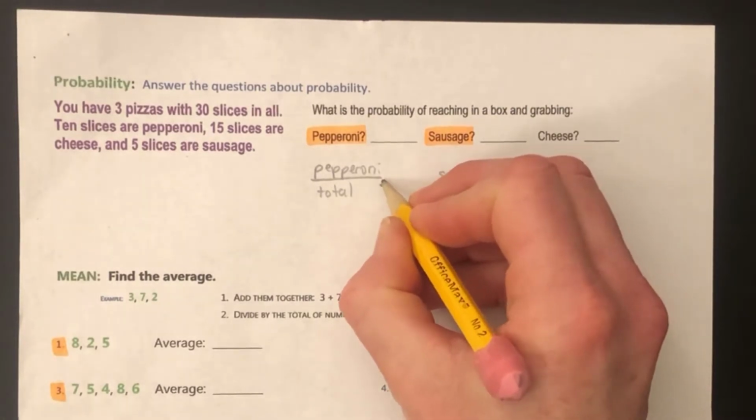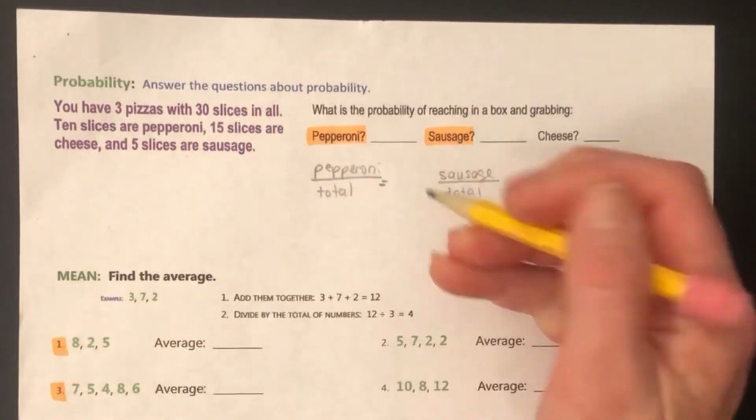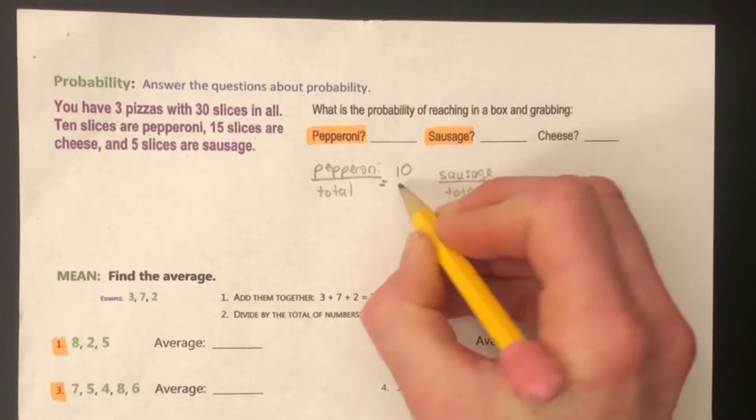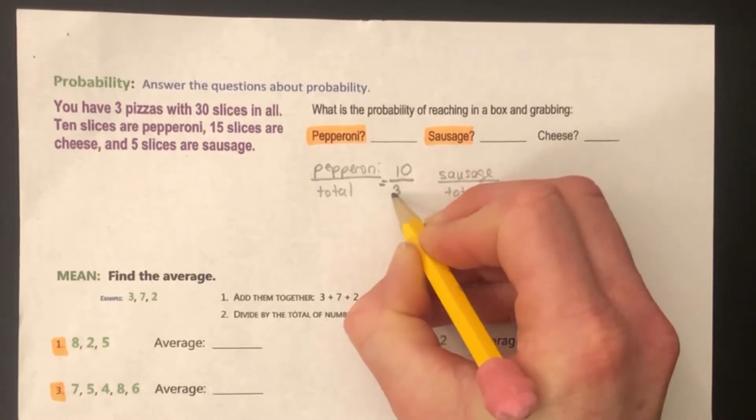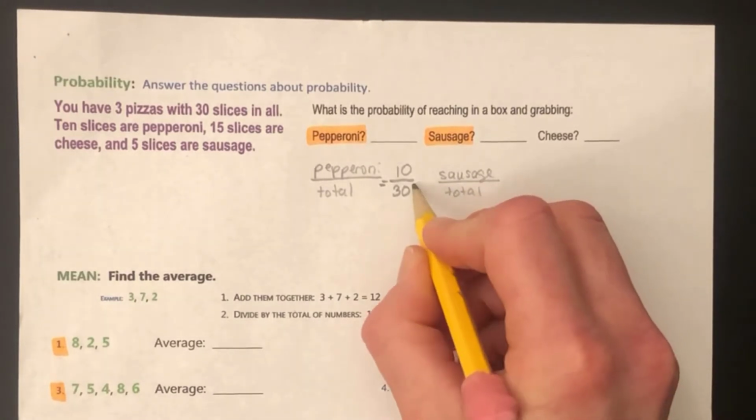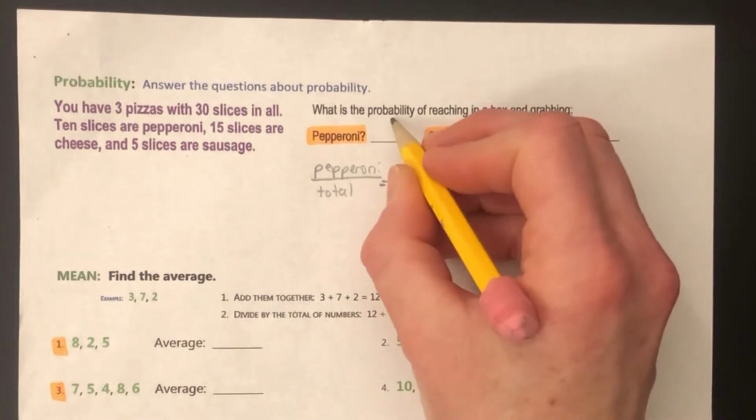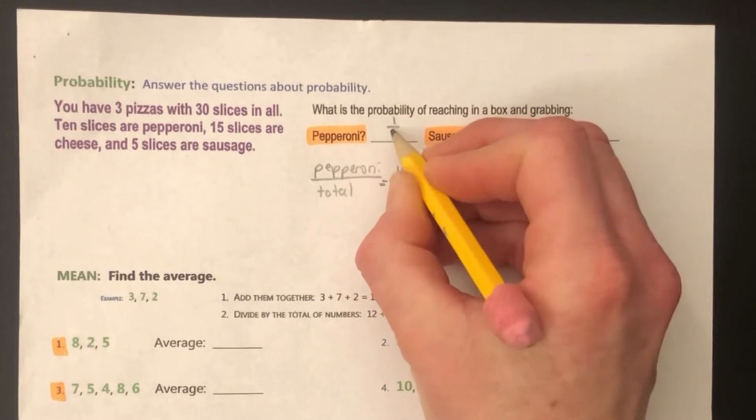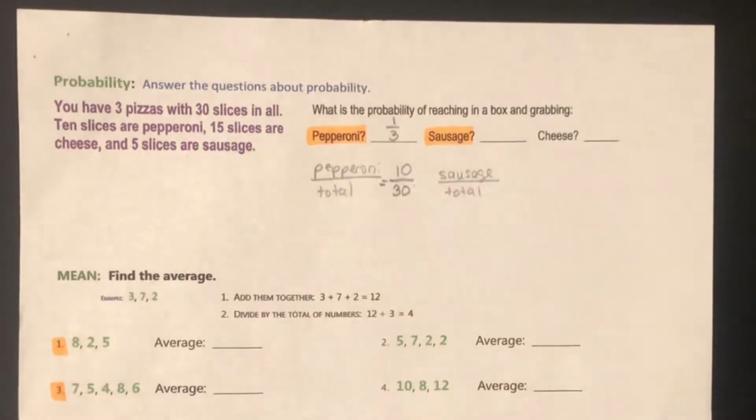So let's see. Pepperoni, we have 10 slices of pepperoni out of a total of 30. 10 to 30, which reduces to 1/3. So the probability of reaching in randomly and grabbing a slice of pepperoni pizza is 1 out of 3, 1/3.